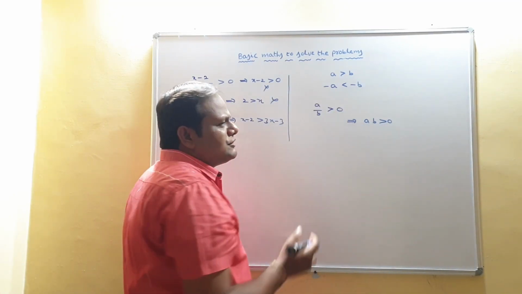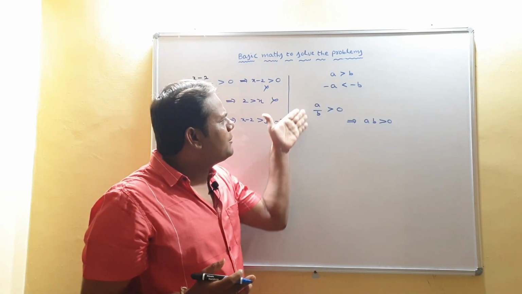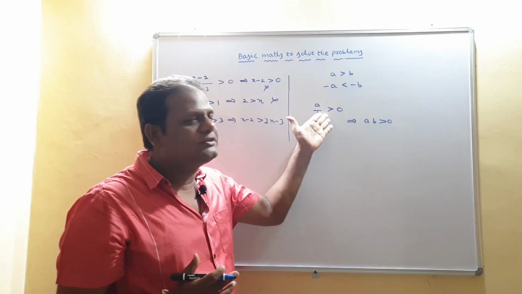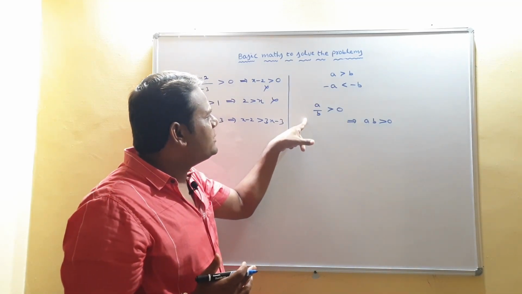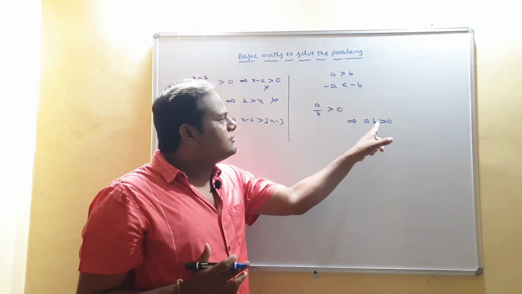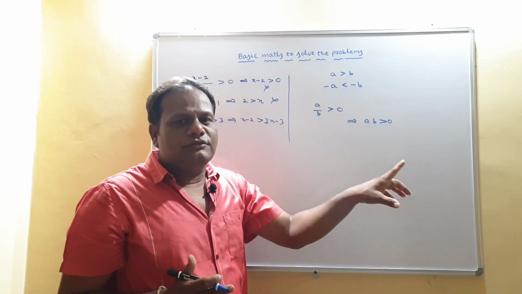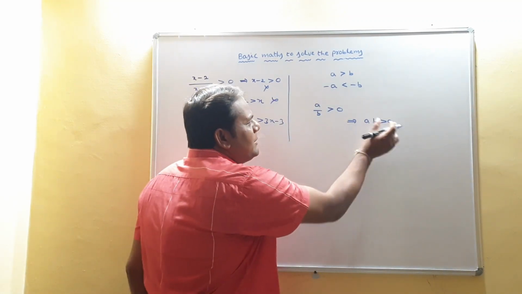See, a by b positive. So if both numerator and denominator are positive, it is positive. Or both numerator and denominator negative, it is positive. So both positive means a into b is also positive. Both negative means a into b is positive. So simply you take ab greater than 0.